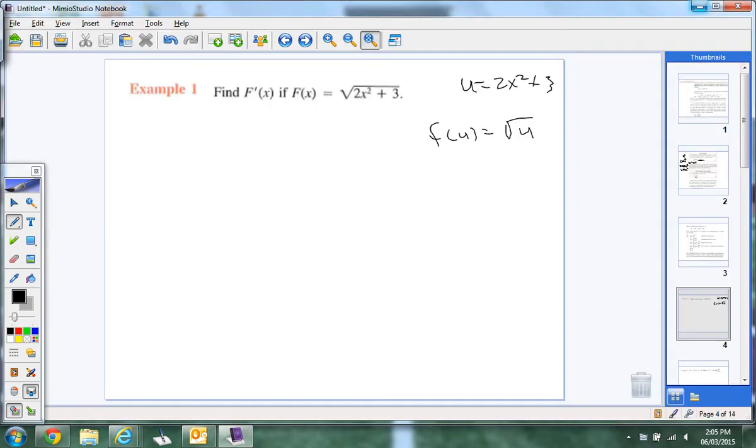Okay, square root u. What's the derivative of square root u? Like we did square root x, right? So f prime is 1 over 2 root u, right? By our definition, we also have to do what is u prime. It's 4x.